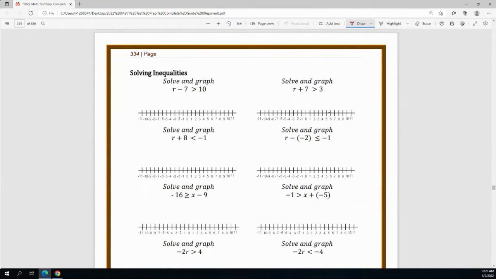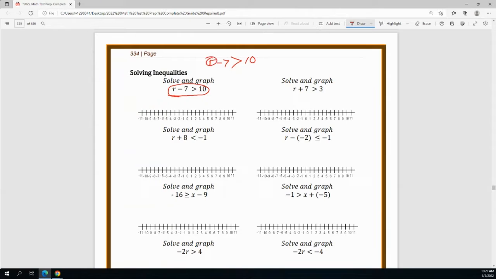Solving inequalities. Now, this usually freaks out students when I show them this. And then I'll say, well, what does that look like? And they're like, I don't know, but I'm going to give you some idea. It's actually a math problem. In fact, you're saying r minus 7 is less than 10. And what we're going to do is solve this using algebra.